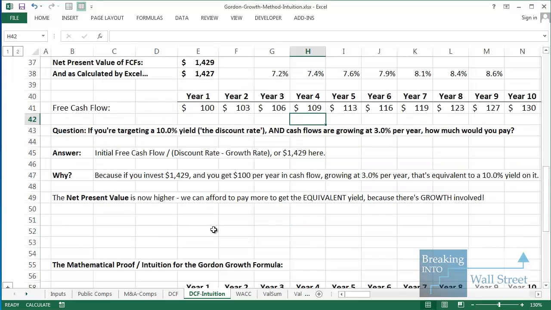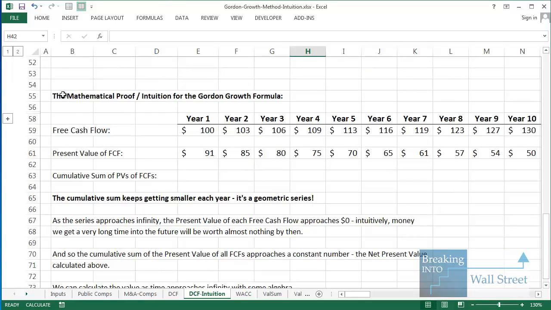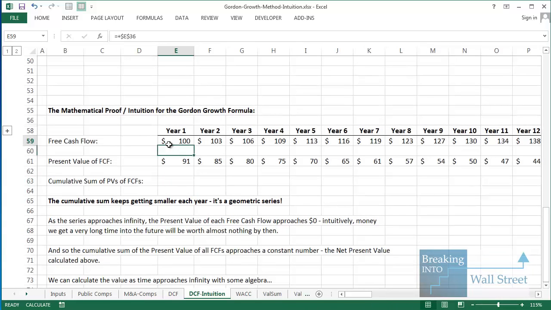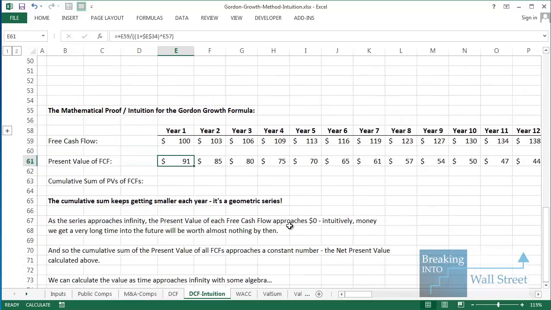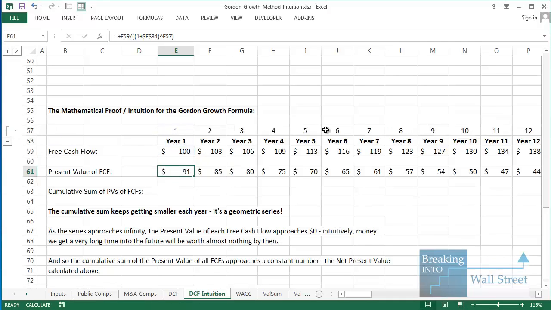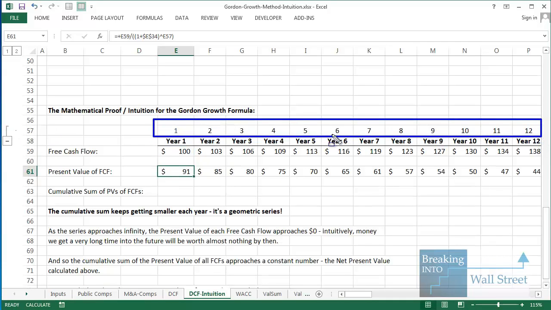Now, the mathematical proof and the intuition for this, which is the next part I'm going to go into, I'm going to start out very simply here. And what I have here above is just our free cash flow numbers, which are exactly the same as what I linked to above. And then I have the present value free cash flow. To get that present value, we just take our discount rate, 1 plus the discount rate here, and raise it to the power of the year we're in. So up here I have a hidden row with the year numbers over here. So we're just raising it to the power each time.